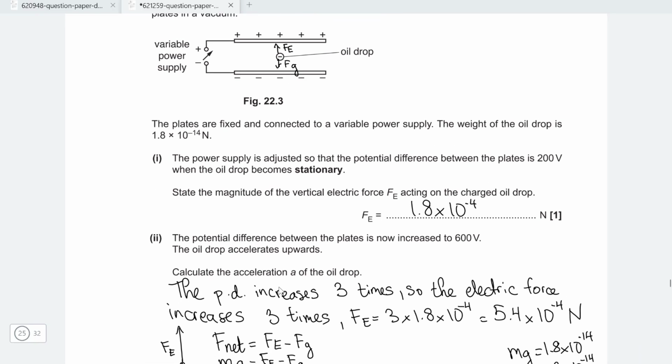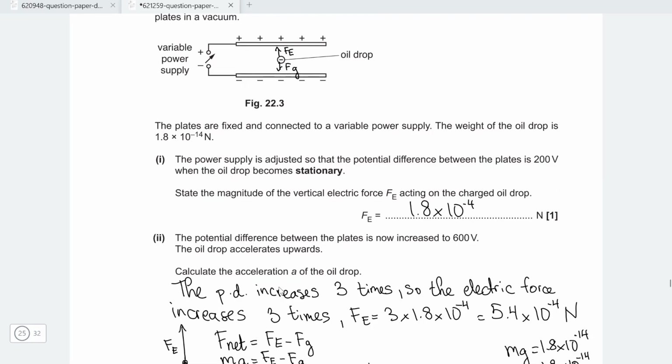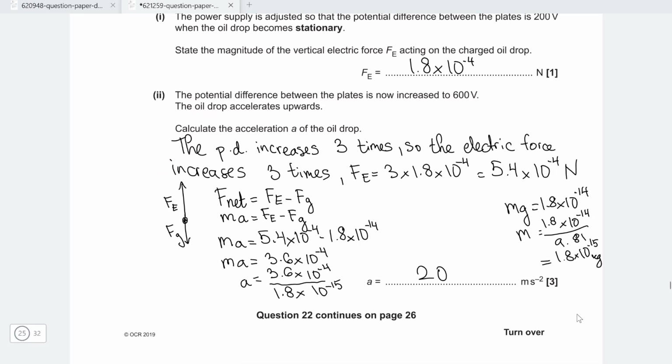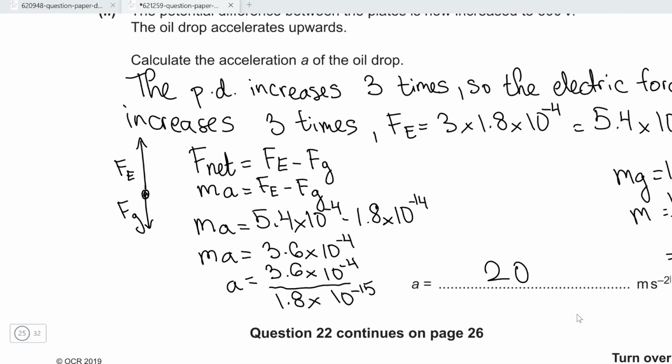So this means that the electrical force will no longer be this much, but in fact, it's going to be about 3 times that amount. And we can actually calculate that. So that's going to be just 3 times 1.8 times 10 to the power of minus 4, which is equal to 5.4 times 10 to the power of minus 4 newtons. Given that we know that now, we can apply Newton's laws to see whether we can figure out the acceleration.